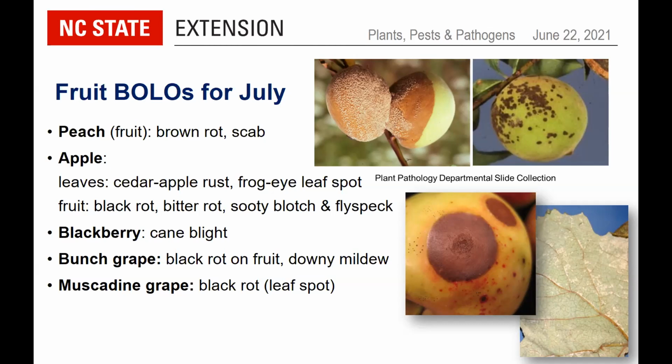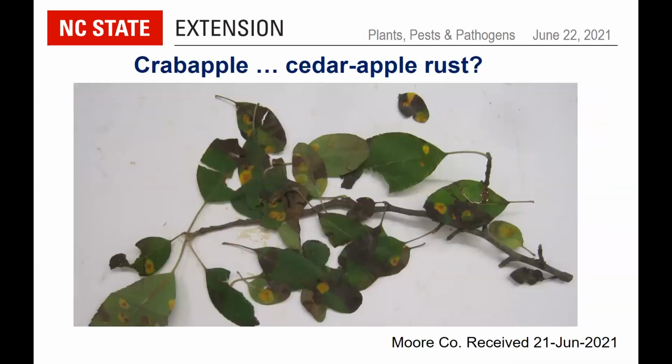Muscadine grape is interesting. It does not get downy mildew, fortunately, but when it gets black rot, it gets it as a leaf spot. Here was a sample that came in just yesterday, and the clear, bright orange spots with yellow borders indicate that it's some kind of a Gymnosporangium rust, on crabapple in this case. But what was interesting is that the aecial state had not developed on the underside.